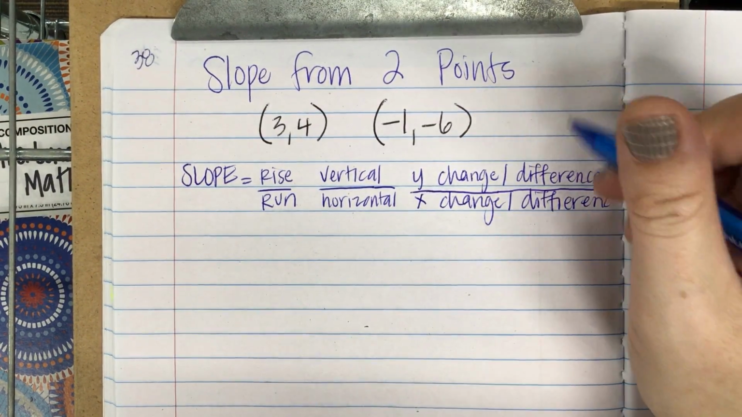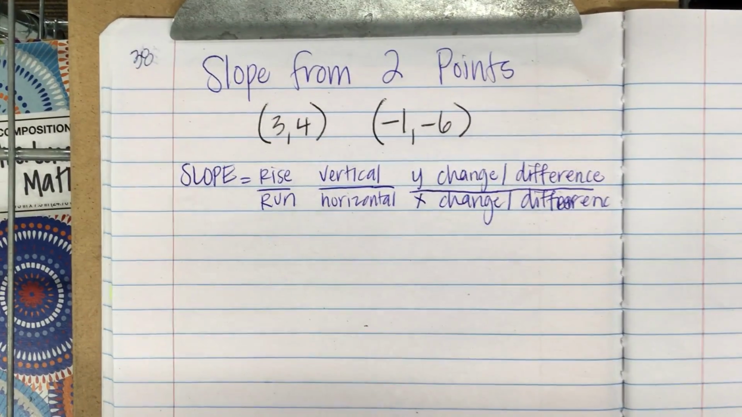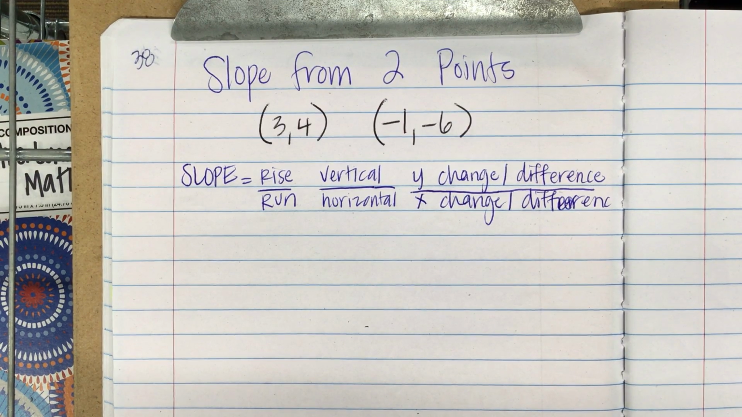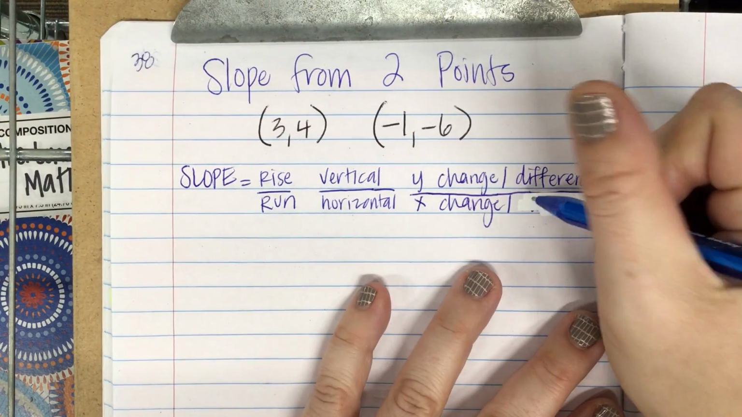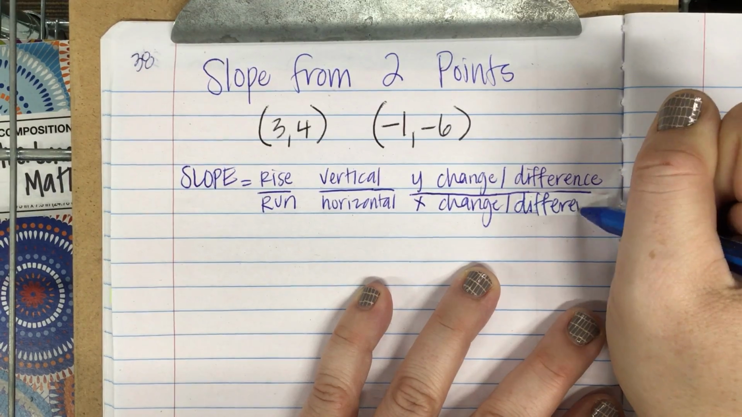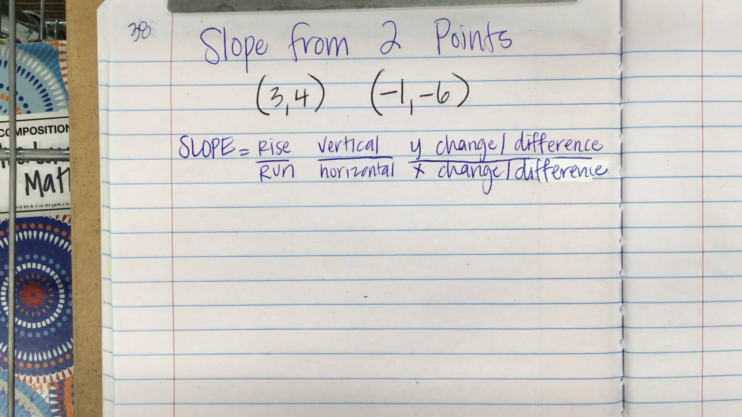Oops, D-I-F-F-E-R-E-N-C-E. Whoops. It's the y difference, the difference in the y over the difference or the change in x, right? If I start on my y-axis at 0 and I go up to 5, that difference is 5 units. If I start at -1 and I go up 4 spaces, that's the difference between those two dots.